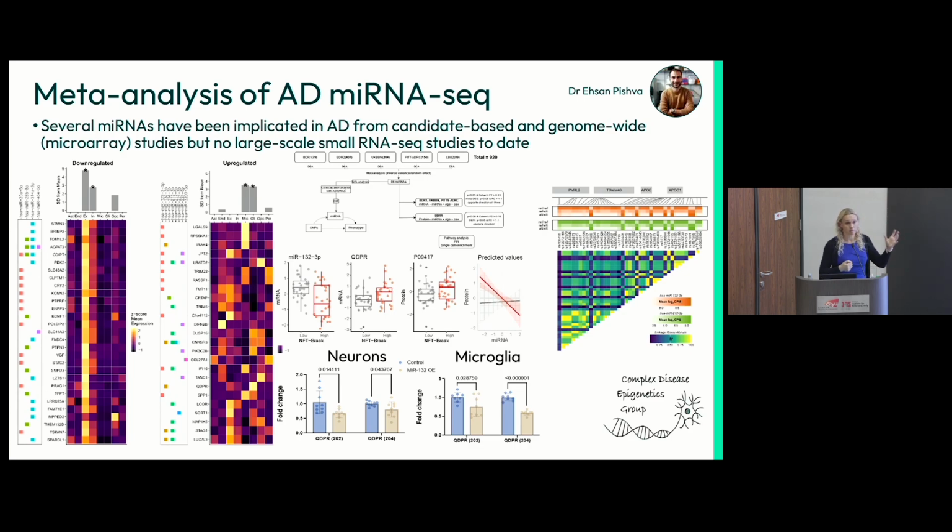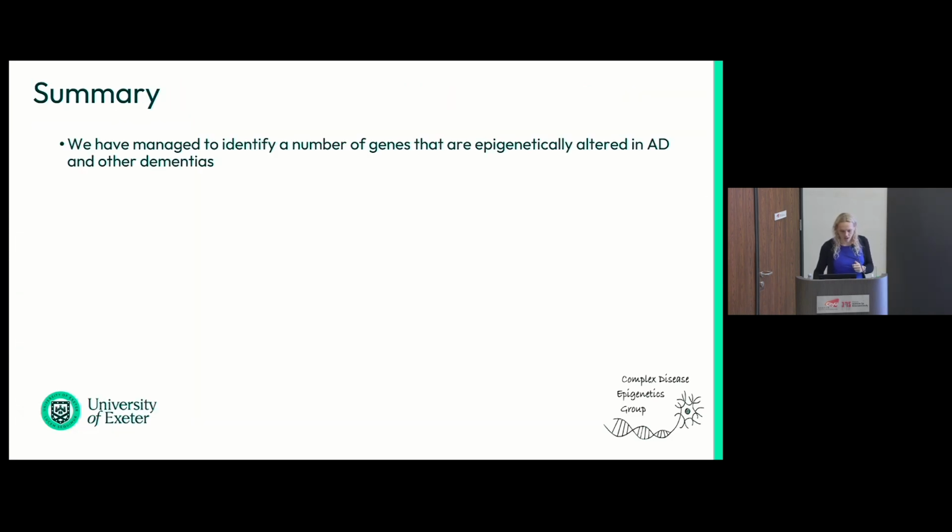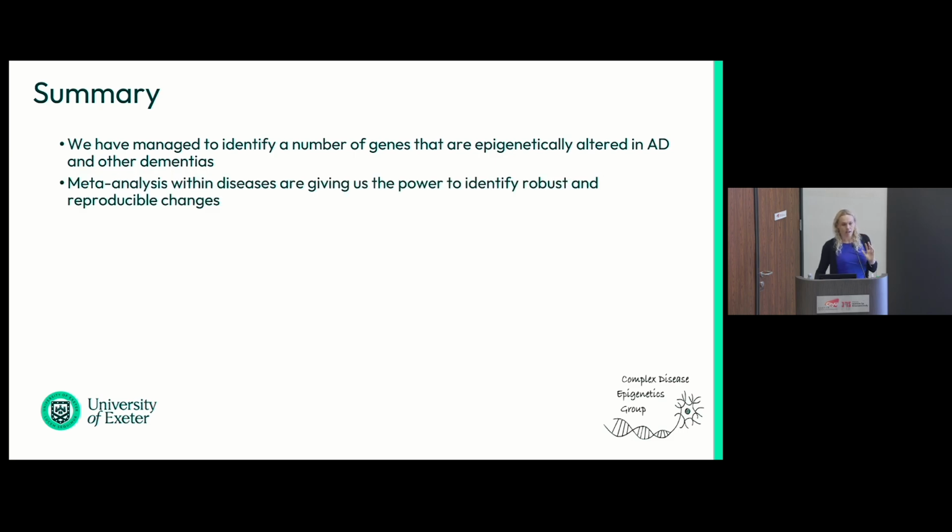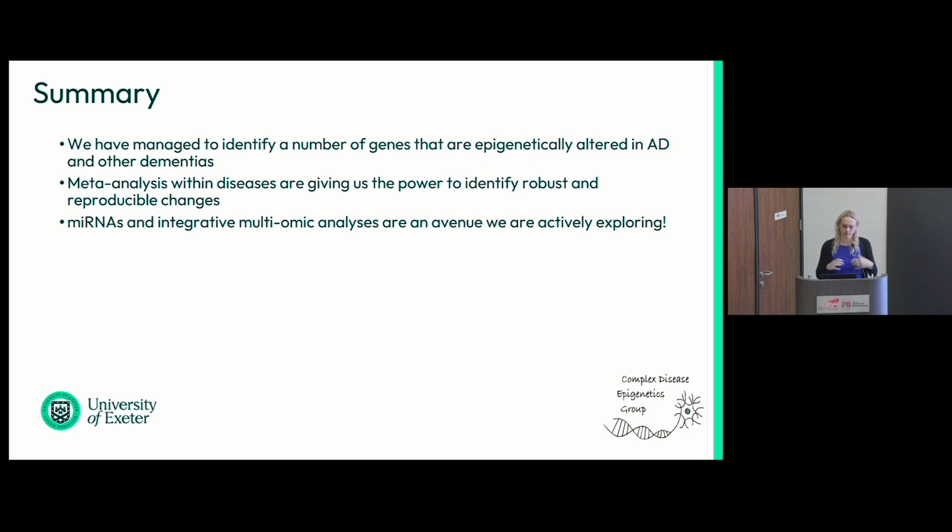So we're trying, at the moment, to do some 4C to look at 3D interactions within the genome. So in summary, we've identified a number of genes that are epigenetically altered in AD and other dementias. Meta-analyses, and I think these are going to become more and more popular in the literature, give us the power to identify robust and reproducible changes. The microRNAs and now the integrative analysis, where we're looking at circular RNAs and long non-coding RNAs as well, are an area we're really interested in.